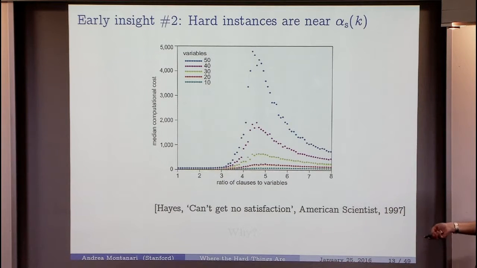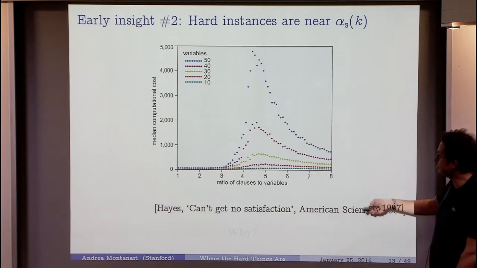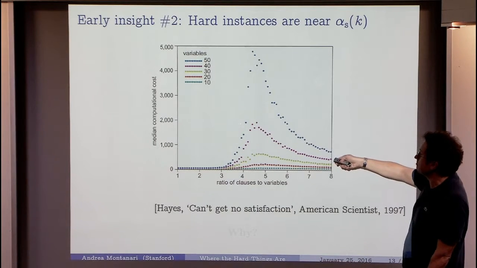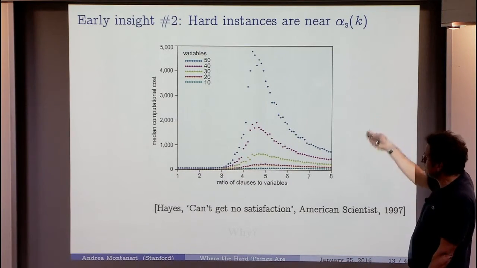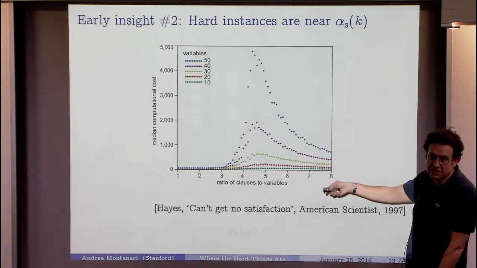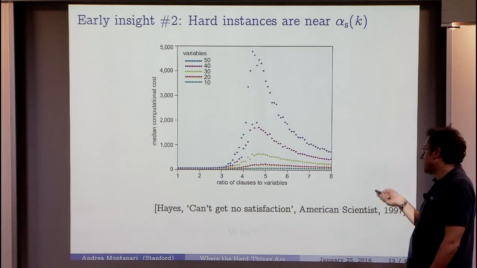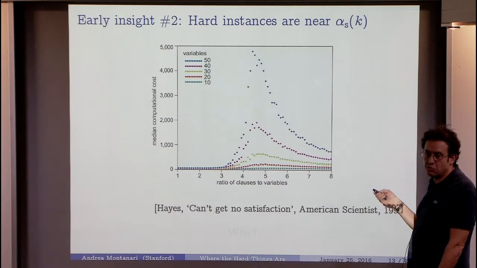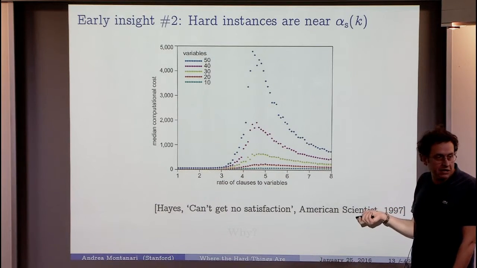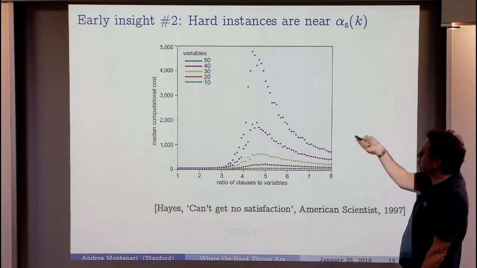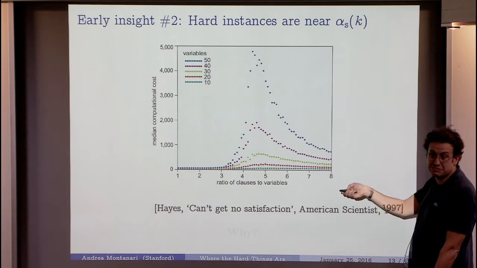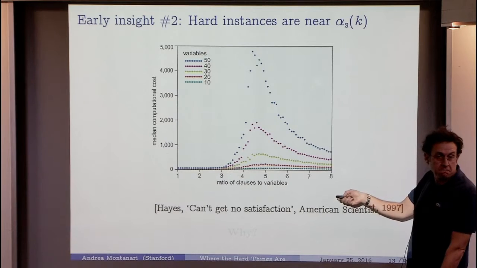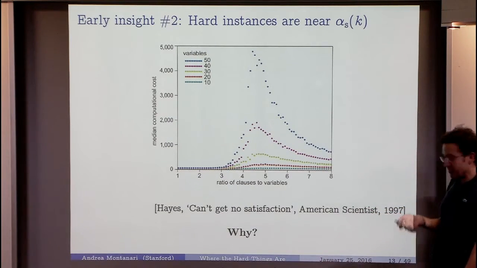This is actually from a popular science paper. I remember reading this when I was an undergraduate, and this is what got me interested in this whole story. They solved it with some exhaustive search, and they found that if you plot the number of operations versus the same parameter alpha, at small alpha it's very easy because you have very few constraints. At large alpha it's harder, but still not too hard because there are lots of constraints, so you quickly find out that the problem cannot be satisfied. And in between there is a peak, and this peak is very close to 4.17. So the phase transition was at 4.17, and they found the peak was roughly at the same position. Again, why is that?